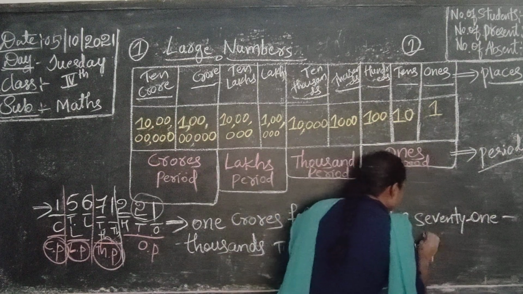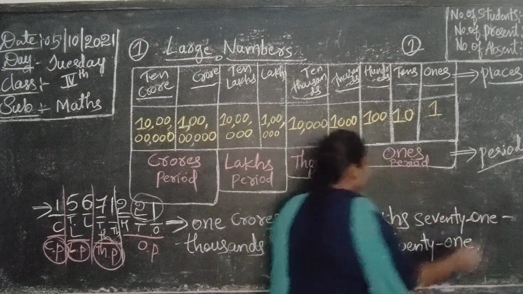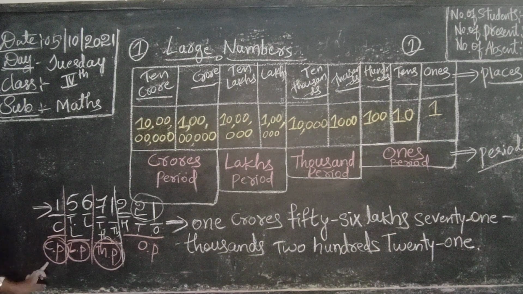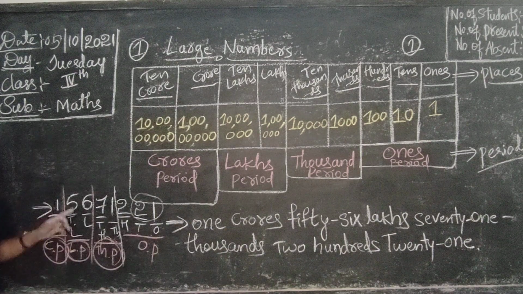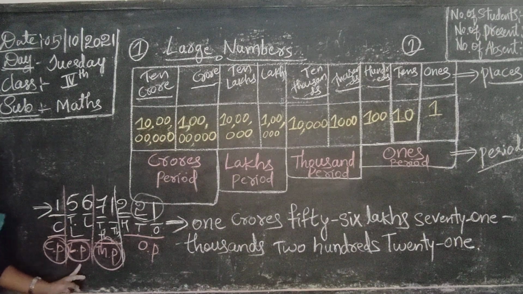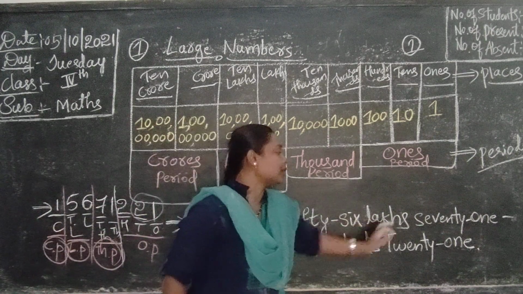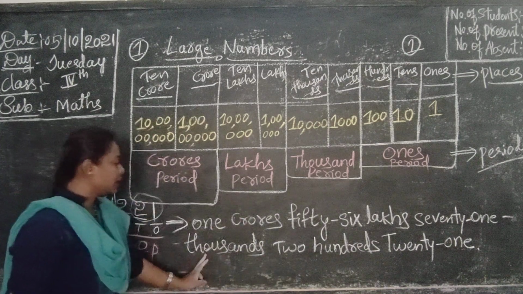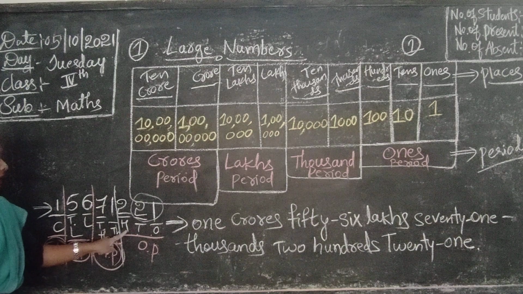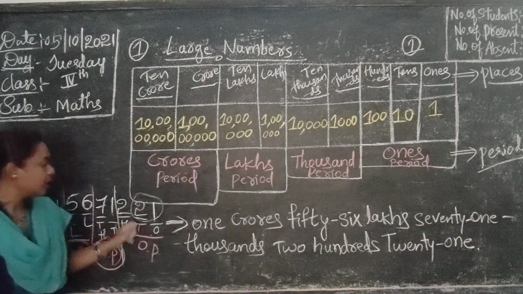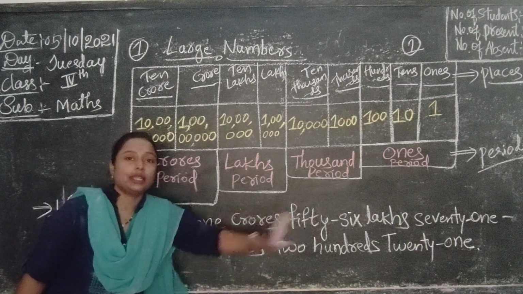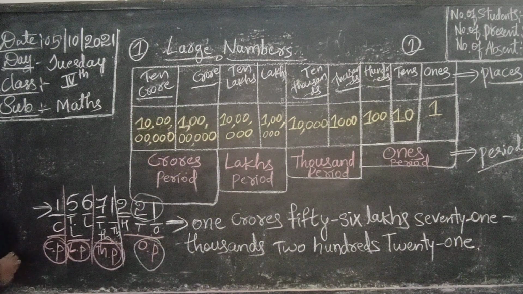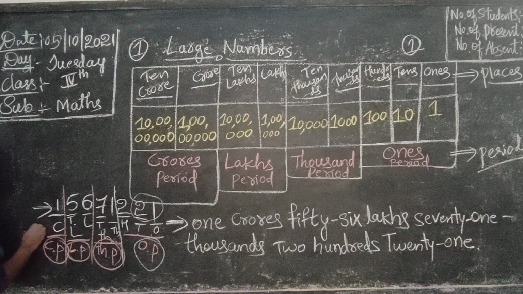21. Like this, we have to write. One comes in the crore period, one crore. 56 comes in the lakhs period, 56 lakhs. 71 comes in the thousand period, 71 thousands. 2 comes in 100s, 200s. 21. You have to see the periods.